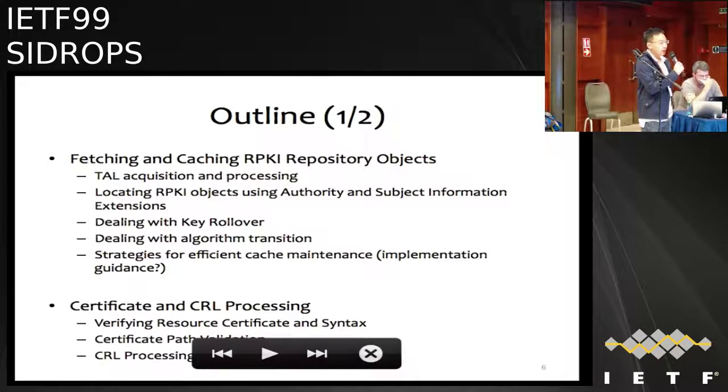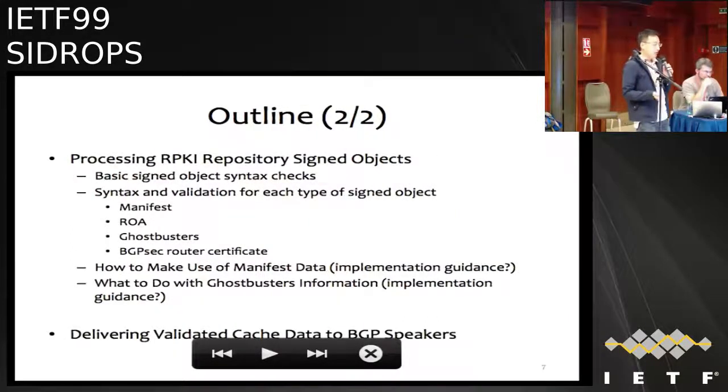It's easy to figure out the outline of this document. We take a glance at the catalog of this document. As far as RPs are designed, the basic functionality of it could be divided into four categories. The first, fetching and caching the RPKI repository objects. Second, processing certificates and CRLs. Next slide. And then processing RPKI repository signed objects.